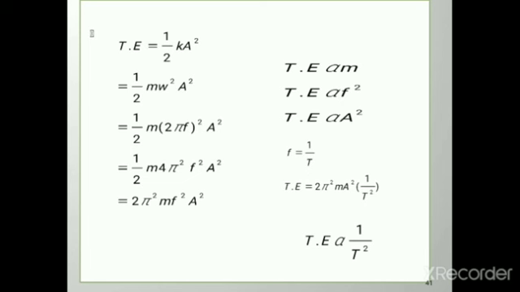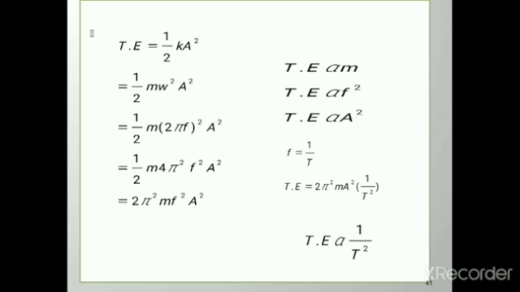From these equations, we can say that total energy is directly proportional to the mass of the particle. Total energy is directly proportional to the square of the frequency. Total energy is directly proportional to the square of the amplitude. And by substituting the value of f as 1 by T, we can say that total energy is inversely proportional to the square of the time period of SHM.